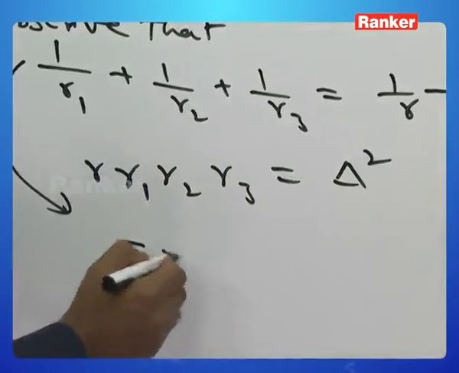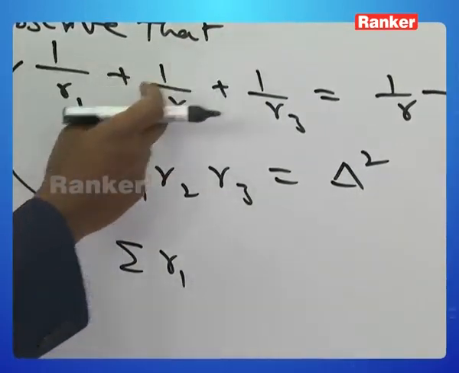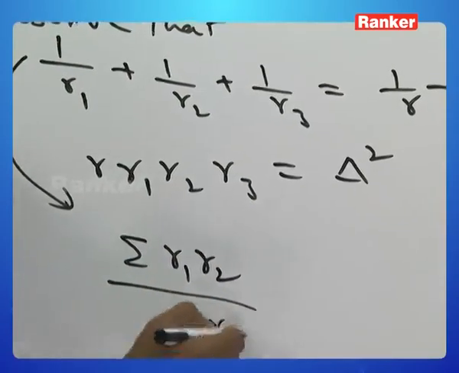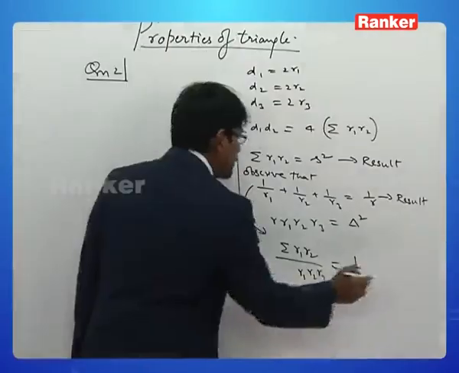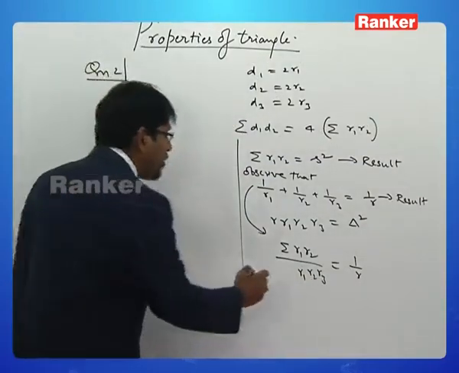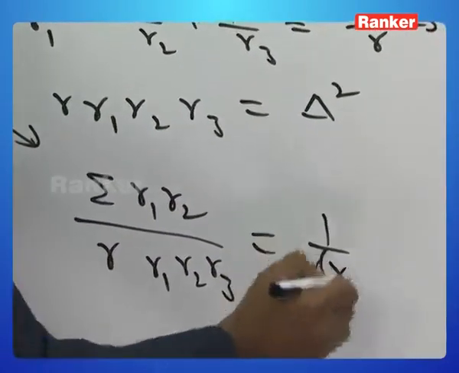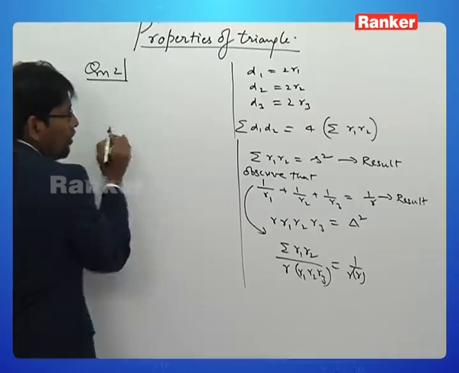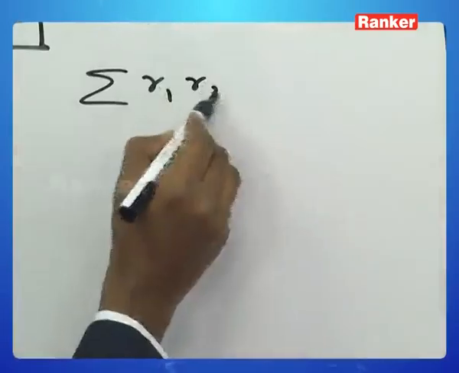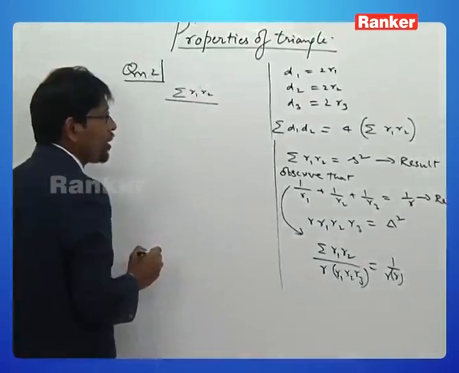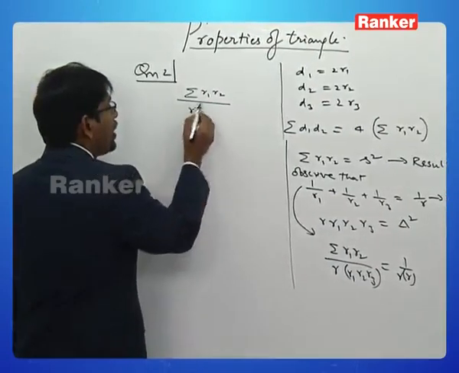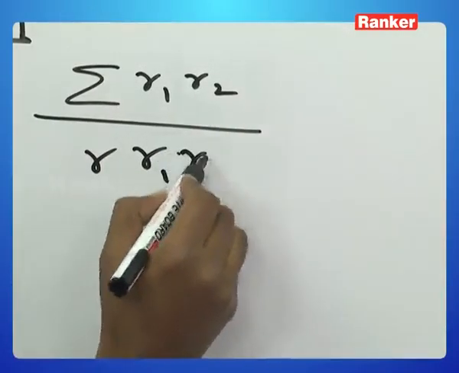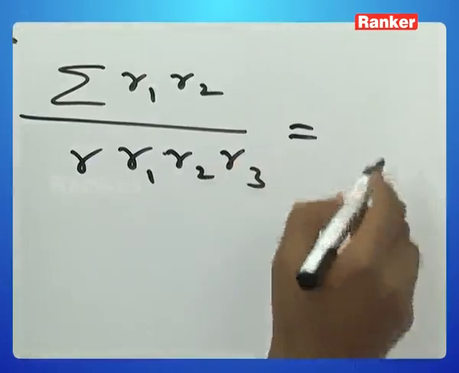What do we have in the numerator? We are going to have R2 R3 plus R3 R1 plus R1 R2. So, that is sigma R1 R2 by R1 R2 R3, that is equal to 1 by R. Let us multiply both sides with R in the denominator. So, what do we have here? We have therefore sigma R1 R2 divided by R into R1 R2 R3 is equal to 1 by R square.